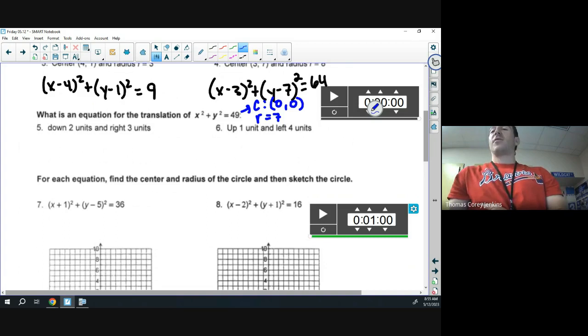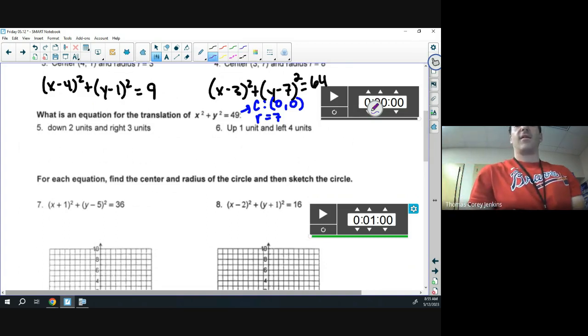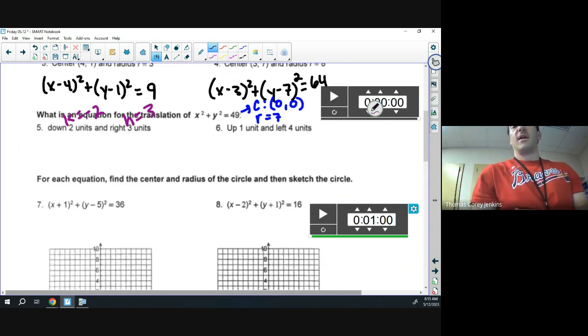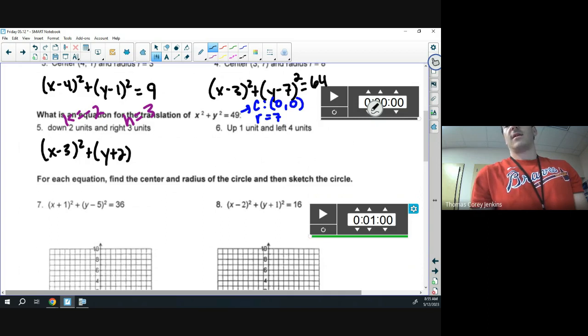Okay, so that's the circle we're moving on both 5 and 6. So if we go down 2, our y coordinate would be -2, or k equals -2. If we go right 3, we would say h is 3. We have r is 7, so now we just sub it. So we have x minus 3 squared plus y plus 2 squared equals 49.